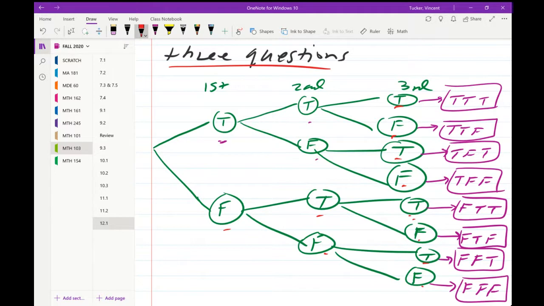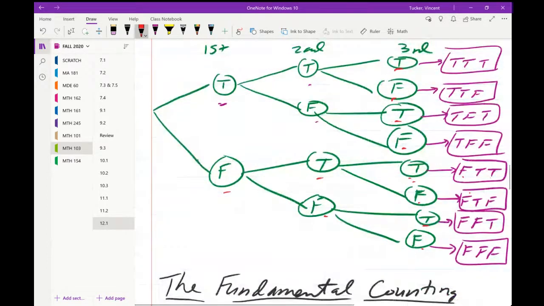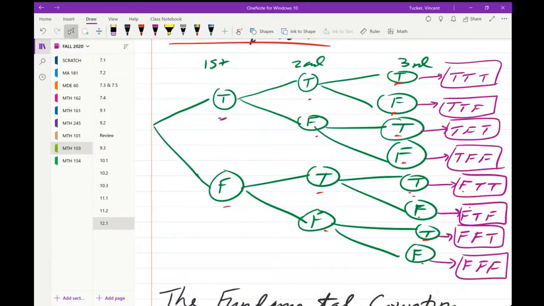You just create all of your scenarios, and every time you create another branch, you're branching off with true and false. So your options here would be true true true, true true false, true false true, true false false, false true true, false true false, false false true, and false false false. So that's 8 possible outcomes.